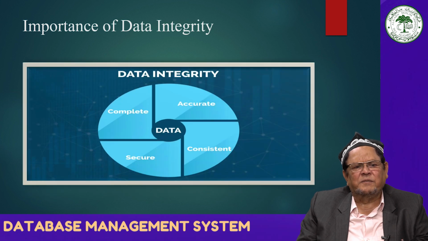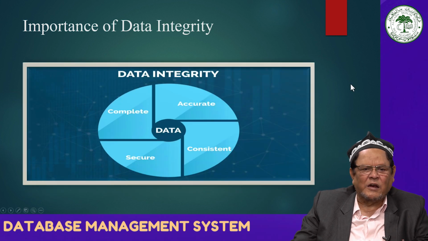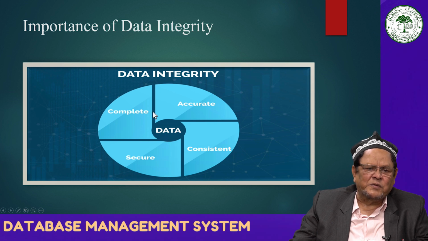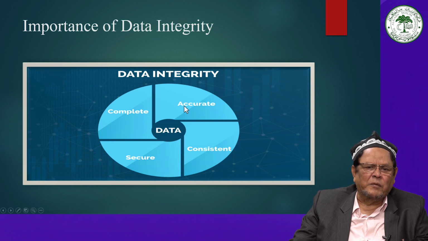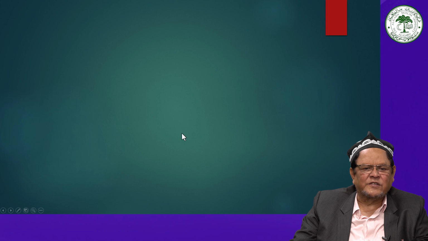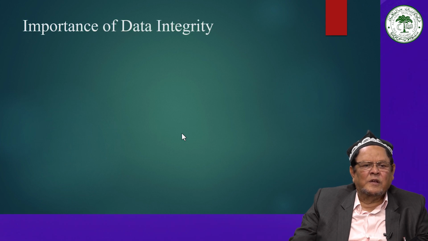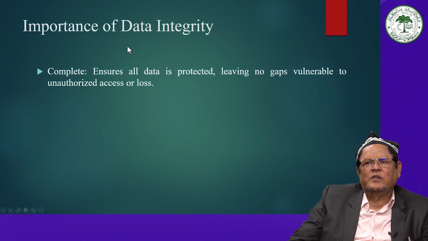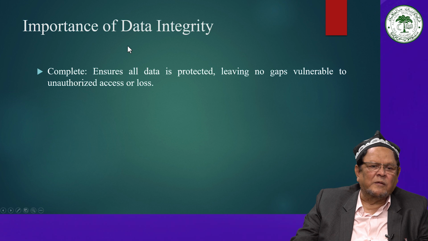Regarding data integrity, I have given a diagrammatic representation. Data is in the center. Data must be complete. Data must be accurate. Data must be consistent. Data must be secure. This is the importance of data integrity. There are these four points: data must be secure, complete, accurate, and consistent. I will now explain the importance of each.